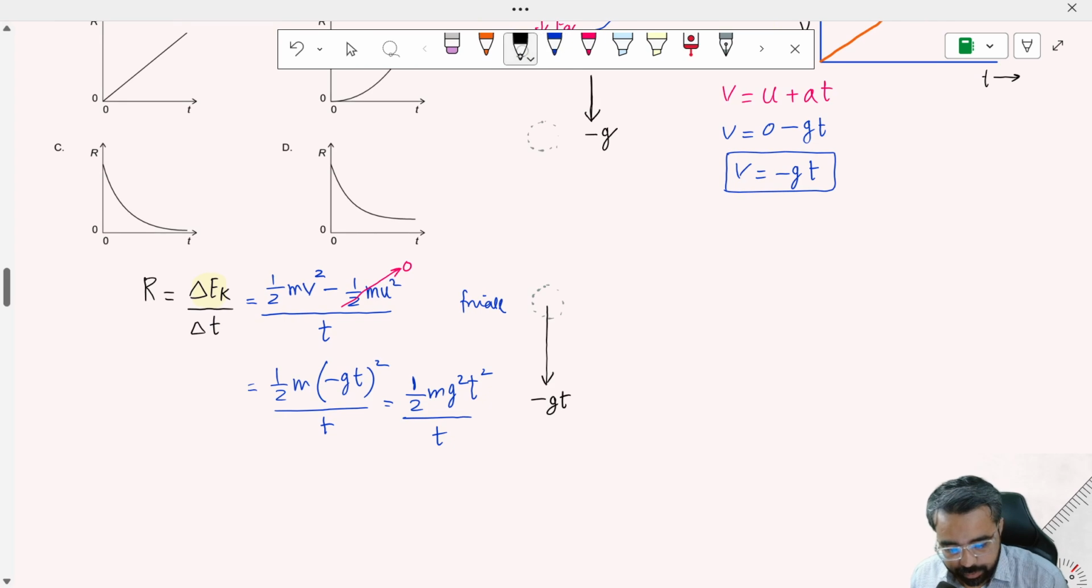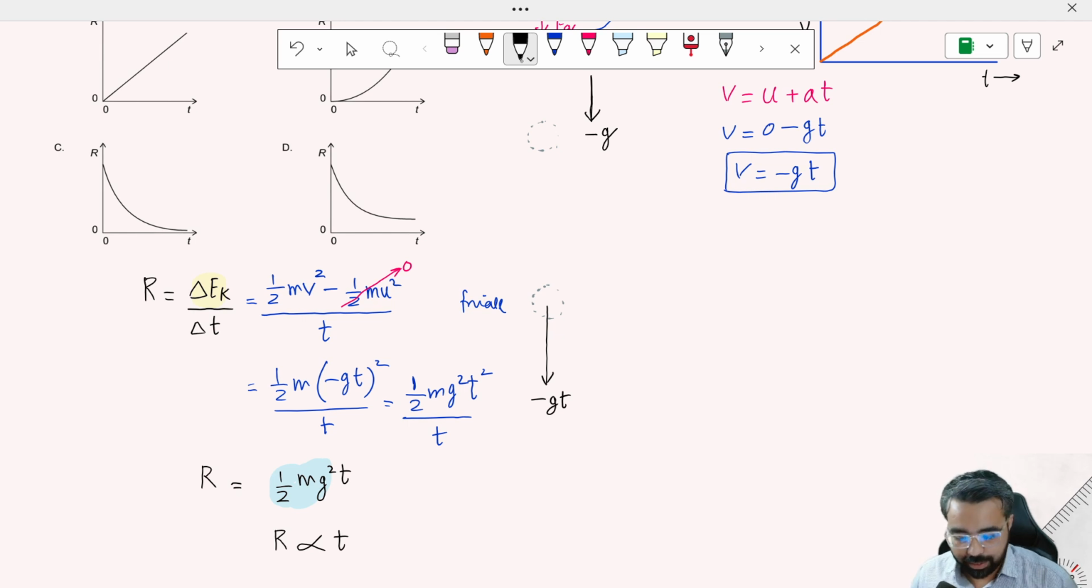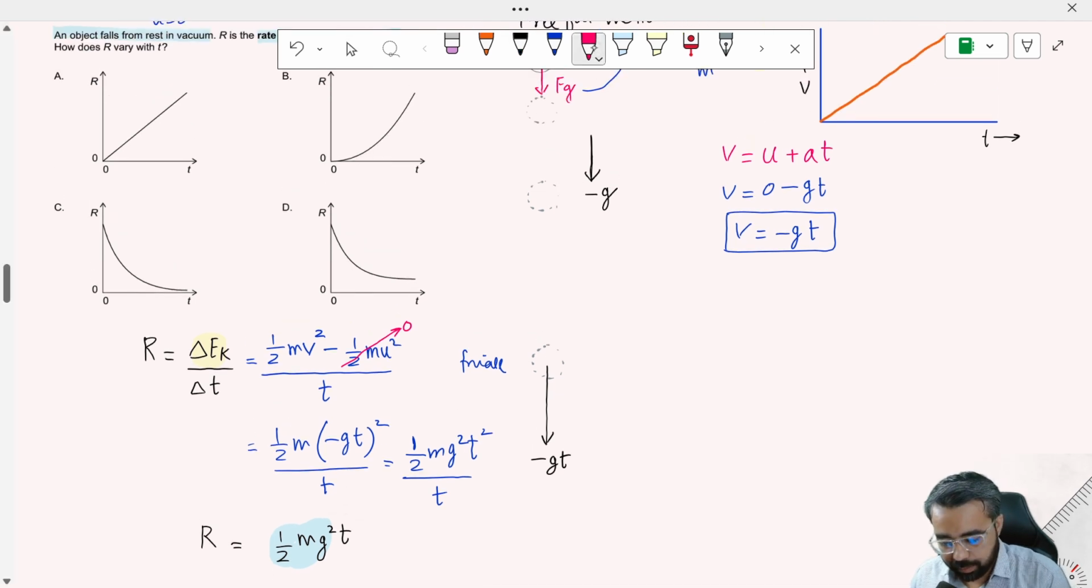Don't forget that this question is all about finding the rate of change of kinetic energy and then identifying the actual graph. Now students, this g is a constant in this expression, which means that the rate of change of kinetic energy is directly proportional to time. So that means it should obviously be option A for this question.